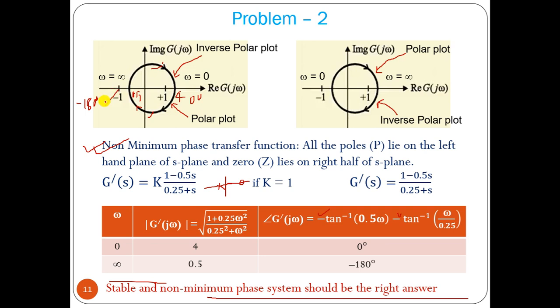The minus 1 point is here, right? It is not encircled. So N equal to P minus Z. Here encirclement is 0, P is also 0. Poles of the open loop transfer function are in the left half plane. So Z equal to 0 only. So this is a minimum phase stable system. That should be the right answer.